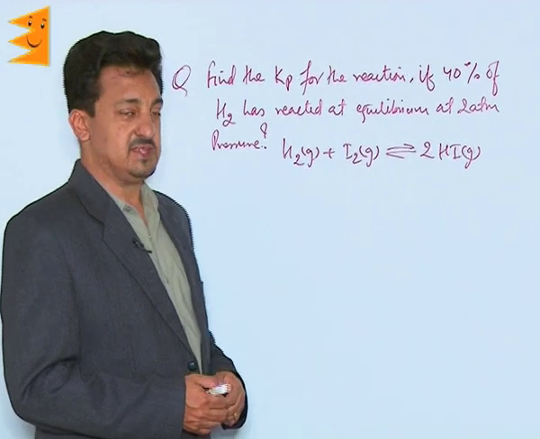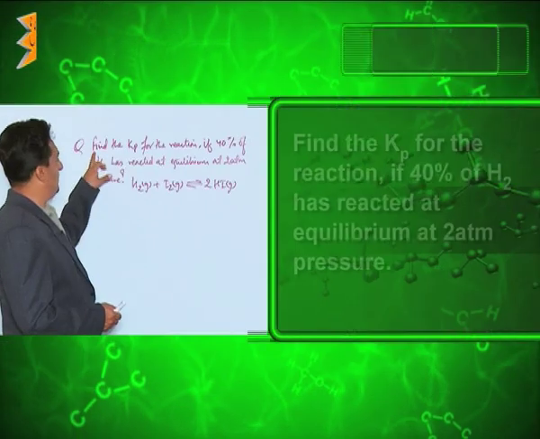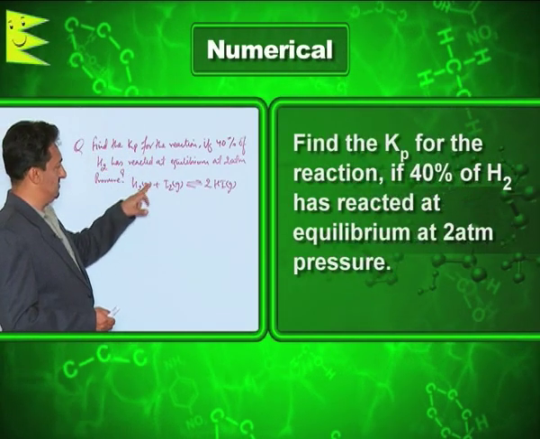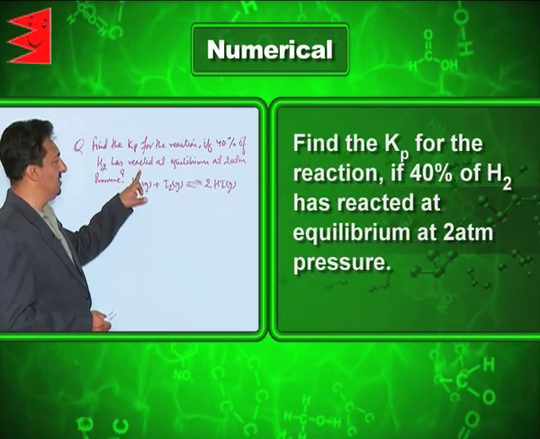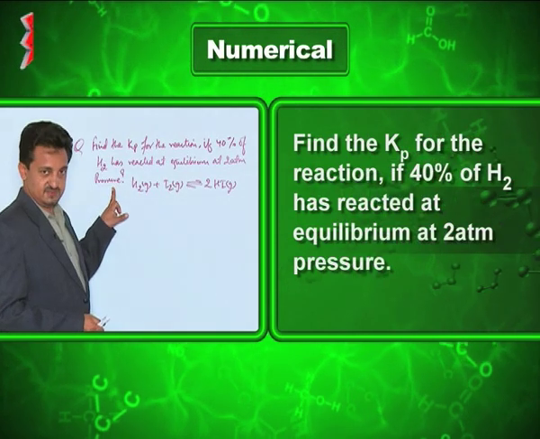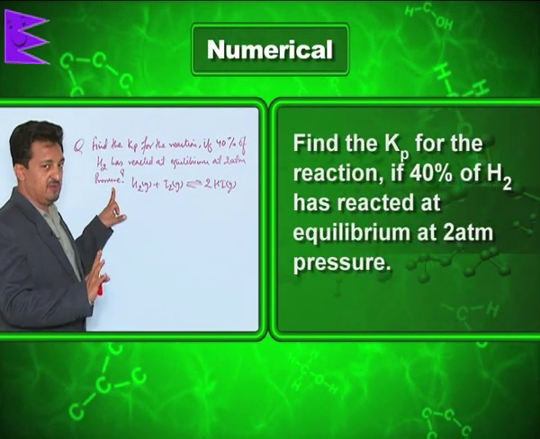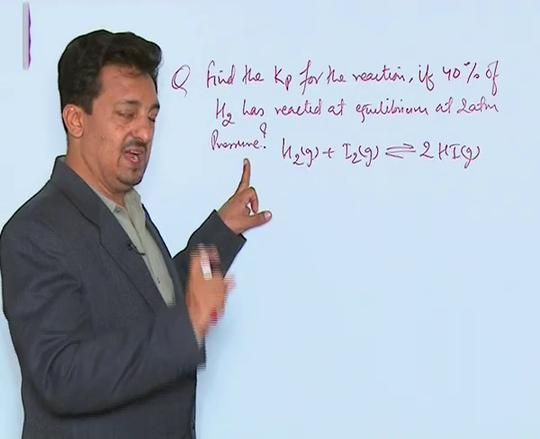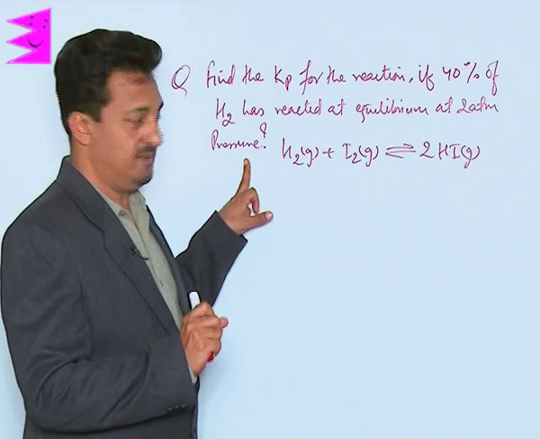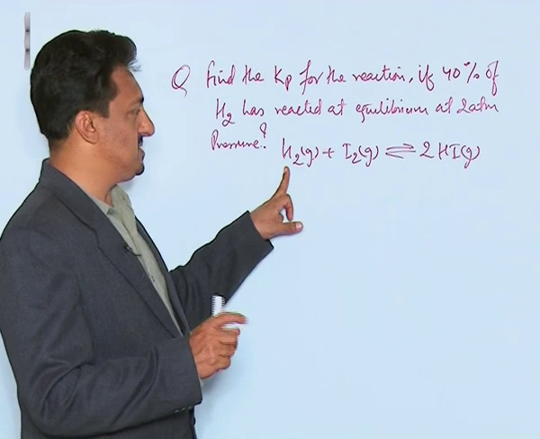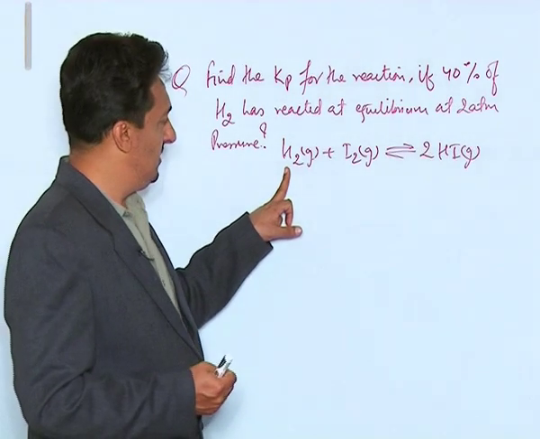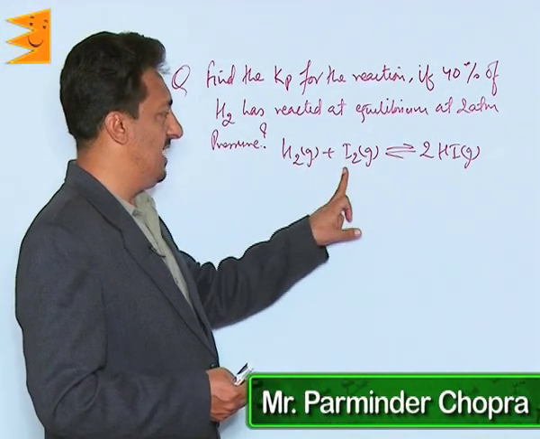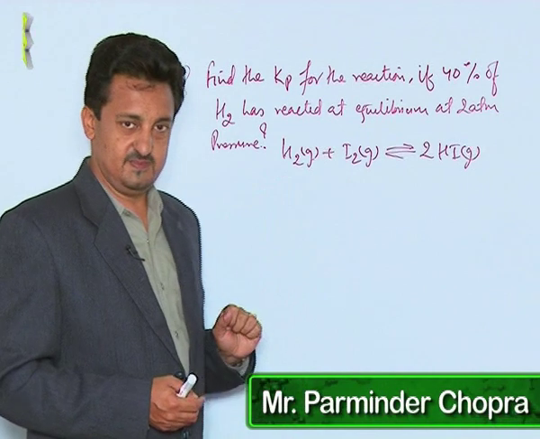Let us take one more example. It says find the Kp for the reaction, which is given here, if 40% of the H2 has reacted at equilibrium at 2 atmospheric pressure. So we are only given the pressure in which the reaction is taking place, which is 2 atmosphere, and it says 40% of hydrogen has reacted by the time it reaches equilibrium, and the reaction is when hydrogen reacts with iodine, it forms HI.